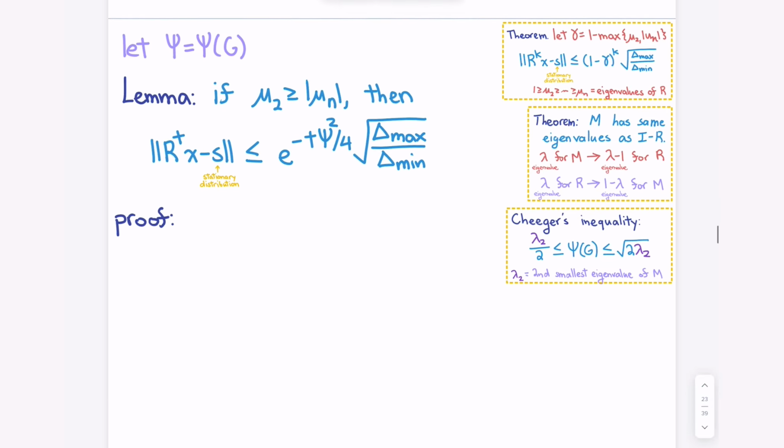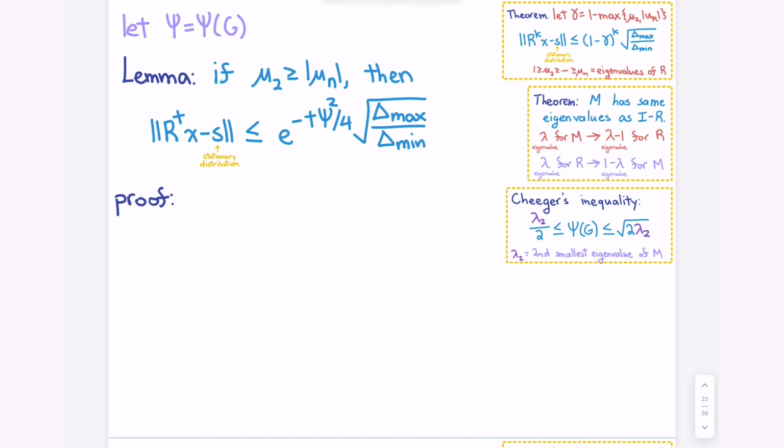So let me address that by first doing this lemma. If gamma is set by mu2, so mu2 is the second biggest eigenvalue of R, so gamma is equal to 1 minus mu2, then the claim is that the stationary distribution converges at a rate exponential in the conductance squared.